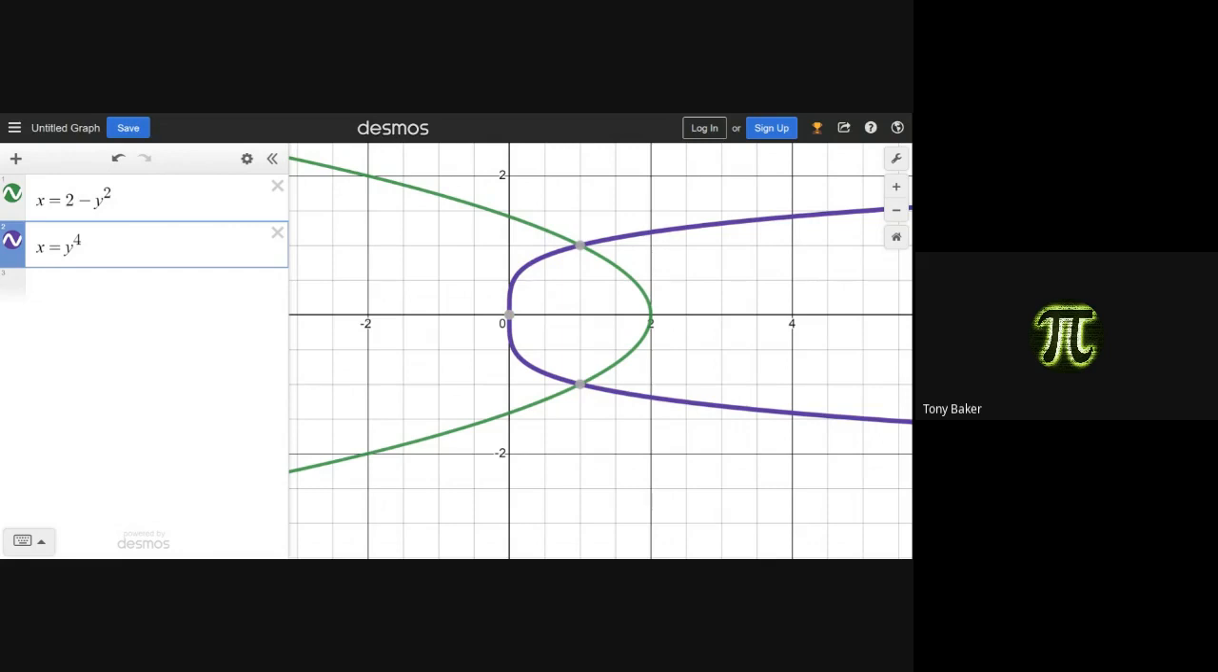All right, so which one's going to be my outer? Remember, we're going to the y. So the outer one is my right one, which is actually the 2 minus y squared, the green one. The inner one, or the left, is the y to the fourth.